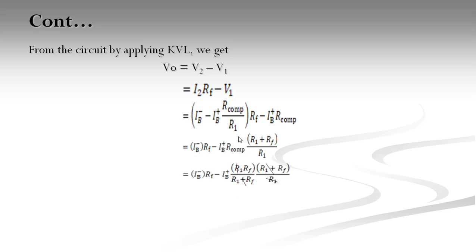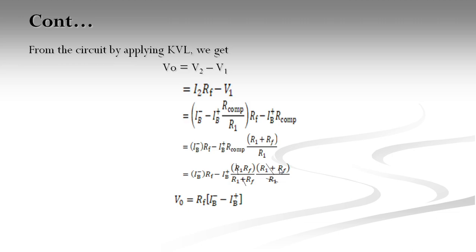Next, I'm going to replace the R compensation. We already know that R compensation is given by R1 parallel with RF, which we got from the input bias current analysis part. So in the place of R compensation, I'm going to substitute R1 RF divided by R1 plus RF into R1 plus RF by R1. Here, this R1 plus RF will get cancelled.